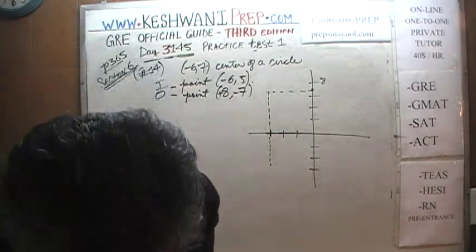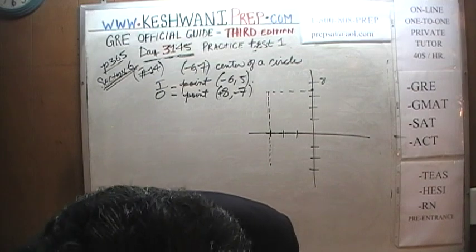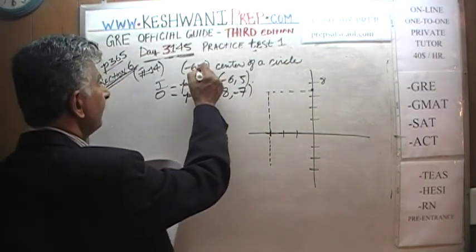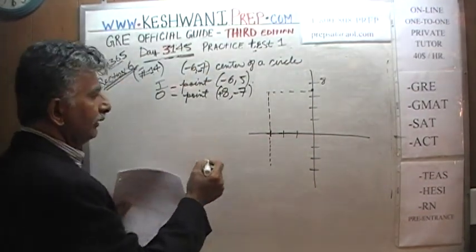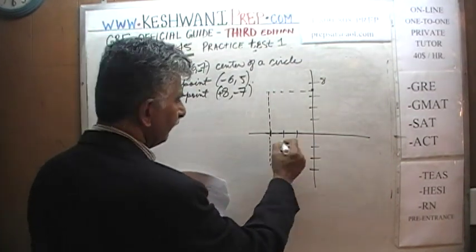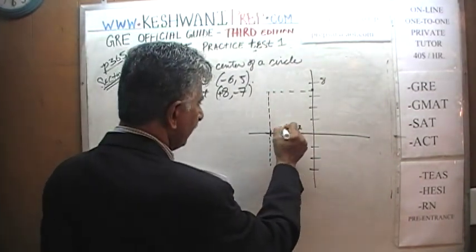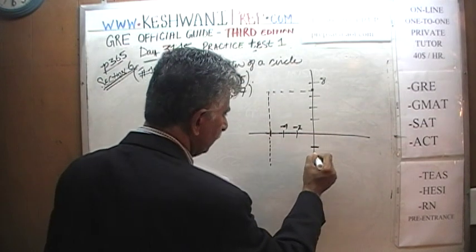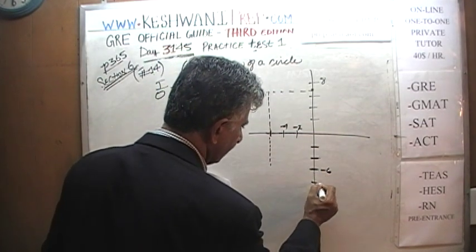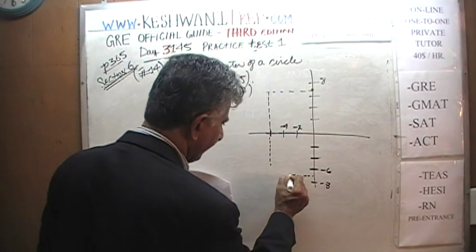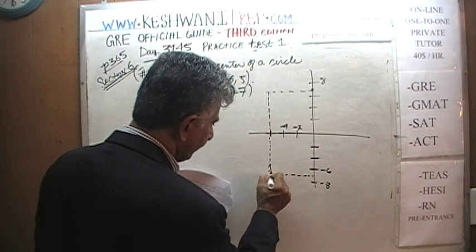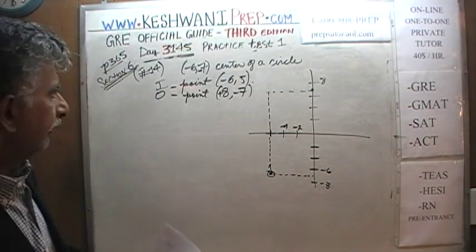I think it's not positive 7, because my picture in my notes is negative 7. The center is negative 6 and negative 7. So this is negative 6, this is negative 2, negative 4, negative 6, and negative 7 would be 2, 4, 6. This is negative 6, this is negative 8, negative 7 is here. There we go. Now it looks like what I have.